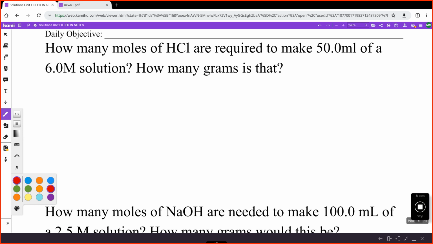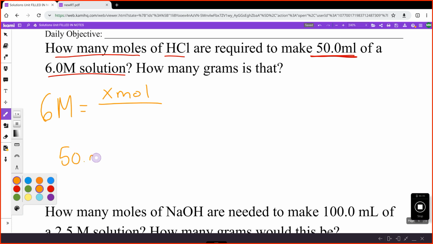The first part of this question, as I've separated it, is the simple part. How many moles of HCl are required for 50 milliliters of a 6 molar solution? So 6 molar is equal to the moles, which we don't know, over liters. Again, 50.0 milliliters is not liters. So we'll move our decimal place 1, 2, 3 spots, and then we can rewrite this new number as liters.